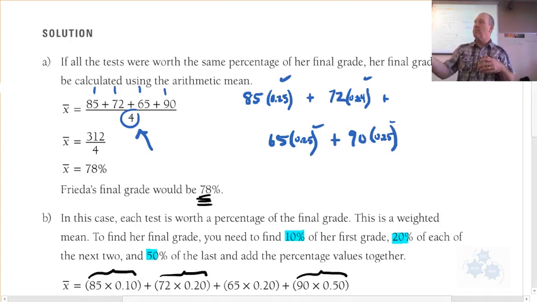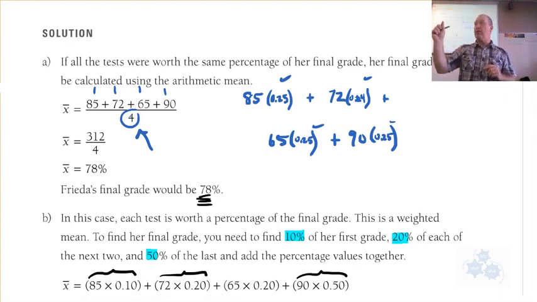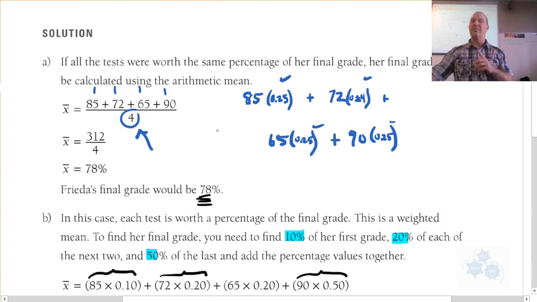If there were 10 of them, and they were all the same weight, then you would add up the 10 marks and divide by 10, because each of them is exactly a tenth of the final. You see what I'm saying? So really, we're doing a weighted mean even with a simple arithmetic mean. We're just dividing by the number of tests, so each of them has an equal slice of the pie.